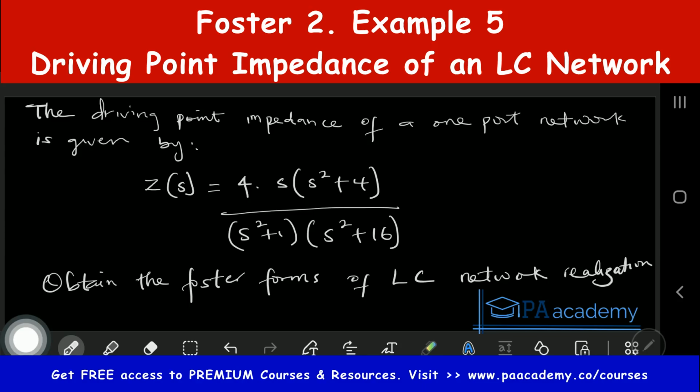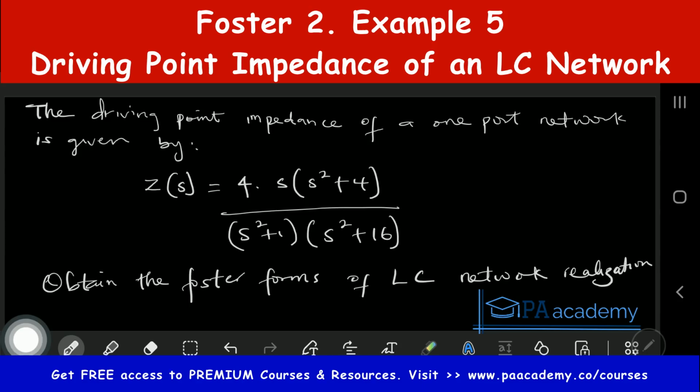The driving point impedance of a one-port network is given by this function, that Z of s equals 4 multiplied by s into bracket s squared plus 4, over s squared plus 1 into bracket s squared plus 16. So if you've been following this video so far, like the previous example, I want you to pause this video and attempt this question and see if you're going to arrive at the same answer at the end of the video. So go ahead, pause the video so you can use this to test your knowledge and understanding on what we'll be looking at so far.